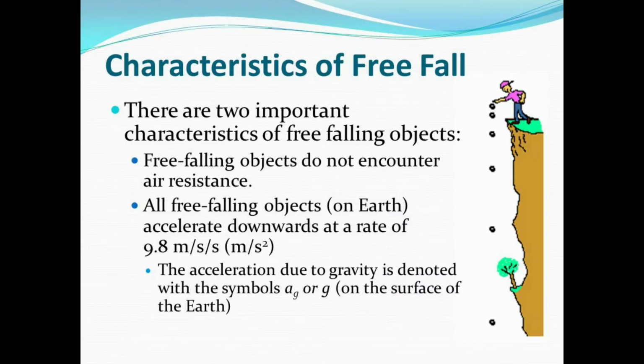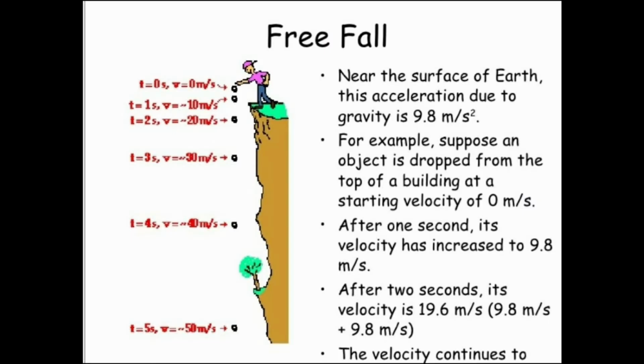Characteristics of free fall. There are two important characteristics of free falling objects. First, free falling objects do not encounter air resistance. Second, all free falling objects on the Earth accelerate downward at a rate of 9.8 meters per second squared. The acceleration due to gravity is denoted with the symbol g on the surface of the Earth. Let us take an example to understand free fall.